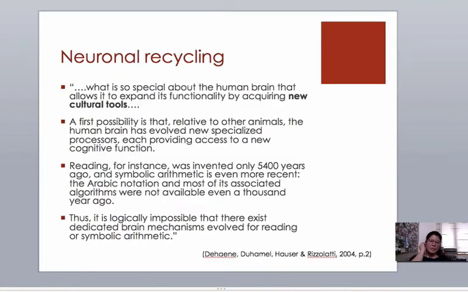Stanislas Dehaene himself came up with this concept of neuronal recycling. Basically, there are new cultural tools that we're faced with. For example, the ability to write is something that actually benefits human beings. So what could have happened? Is it possible that there was this great evolution in being able to connect with written or symbol systems very quickly? He believes that would be illogical to presume.